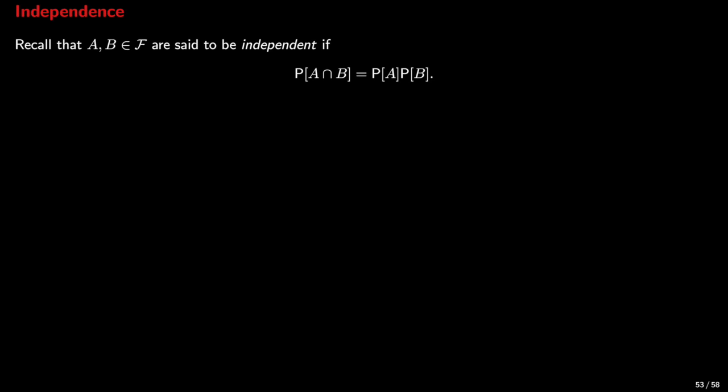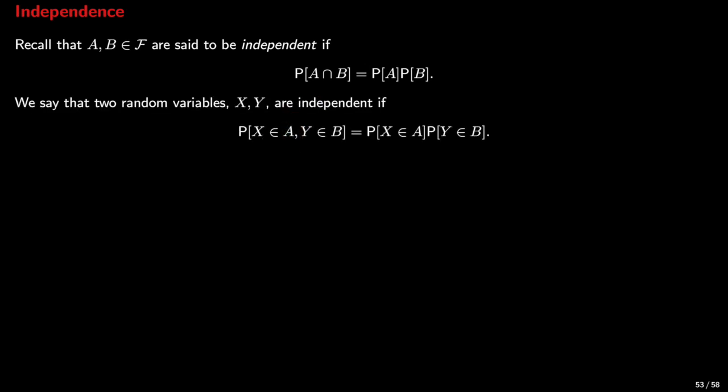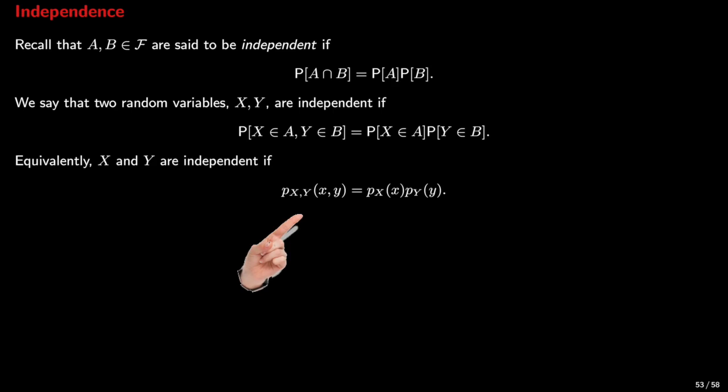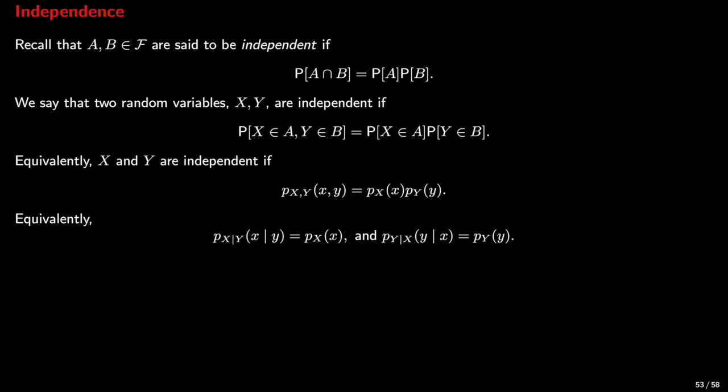Recall that when we defined two events A and B to be independent, we said that they are independent if the probability of their intersection is the product of their probabilities. We say that two random variables are independent if their joint probability distribution is the product of their individual distributions. To put it in other words, if the probability that X is in A and Y is in B is equal to the probability that X is in A times the probability that Y is in B. Equivalently, we can say that X and Y are independent if their joint PDF is the product of their PDFs, or equivalently again, if the knowledge of any of the two does not alter the distribution of the other. In other words, if the PDF of X given Y is equal to the PDF of X.